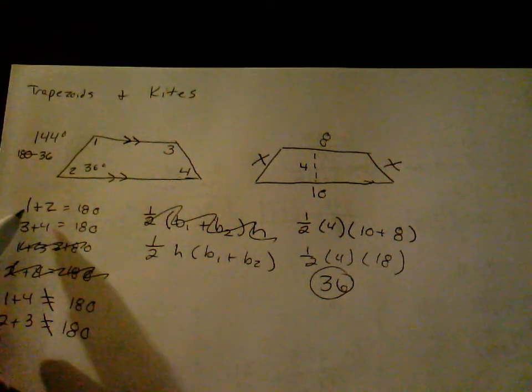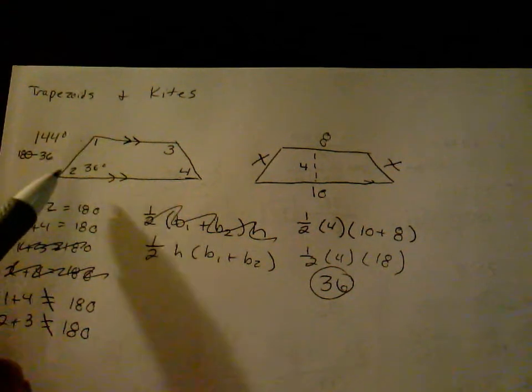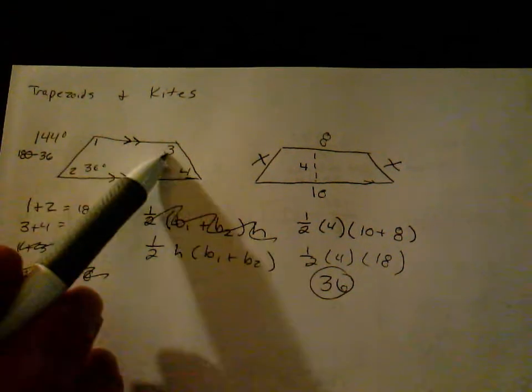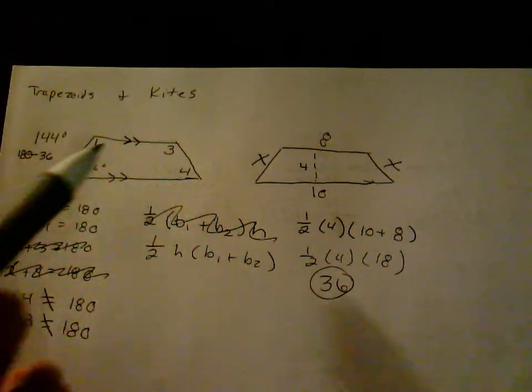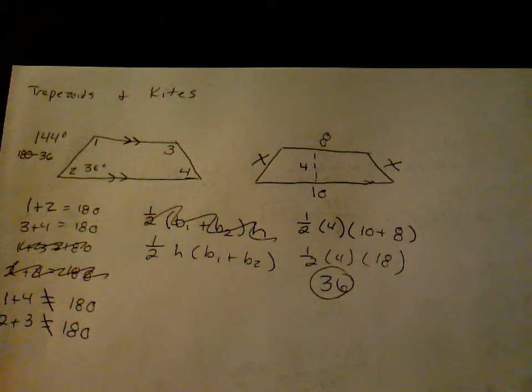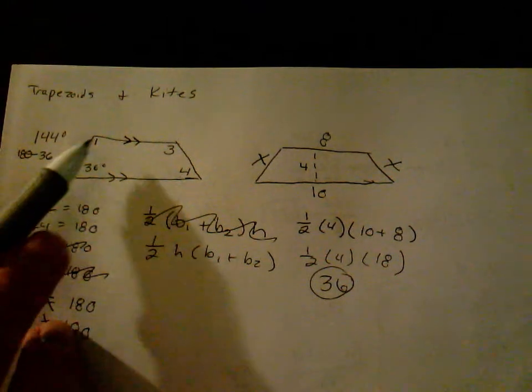what's special about trapezoids is this: if you have the little angles right here, 1 and 2, the angles that are like this, and the angles like this, add up to 180. So 1 and 2 add up to 180, 3 and 4 add up to 180. So if you know angle 2 is 36, how would we find angle 1?